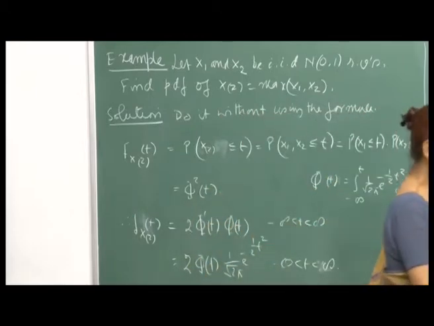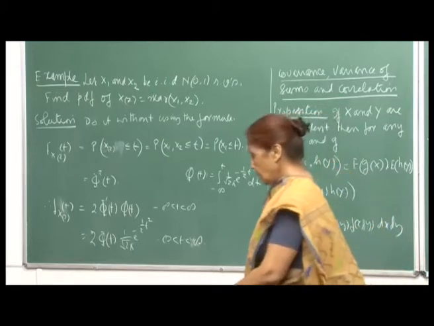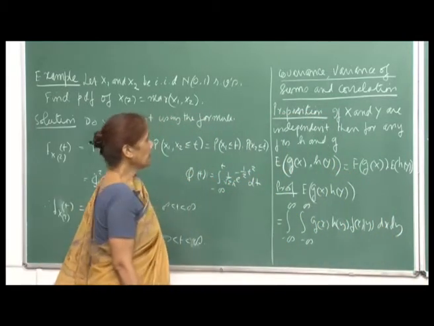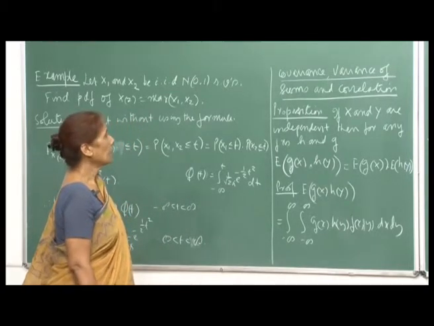Now, continuing with our joint distribution functions, the other important parameters that we need to look at and define here are covariance, variance of sums and correlation.